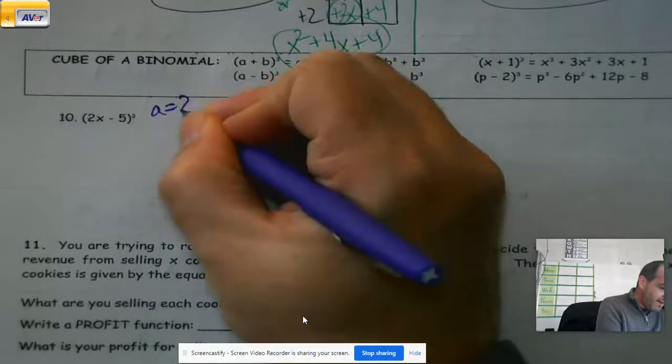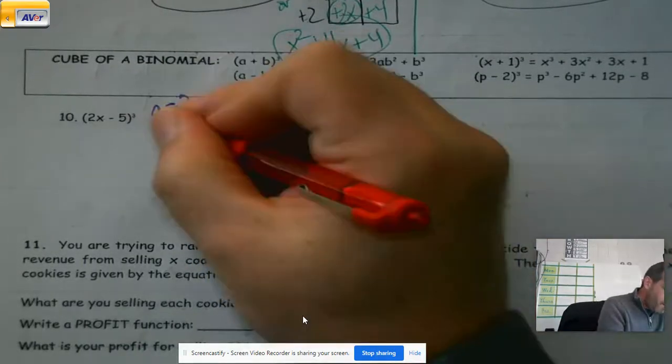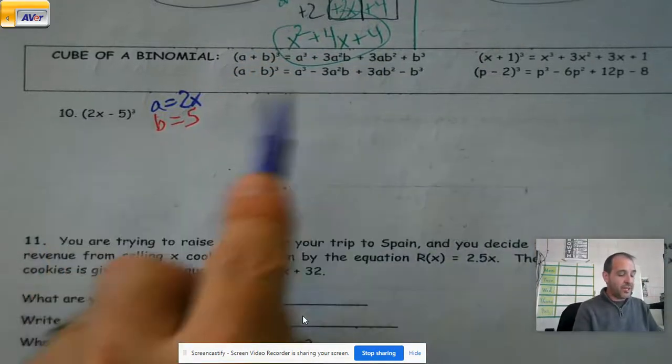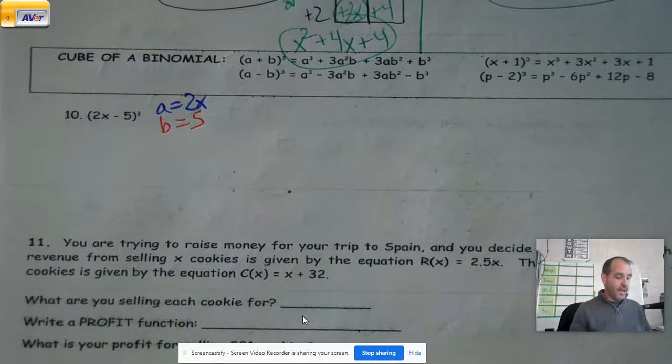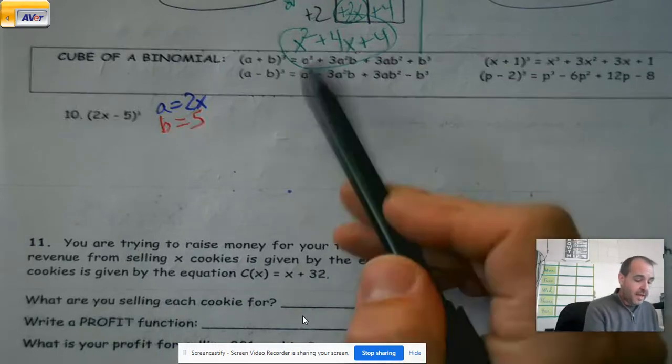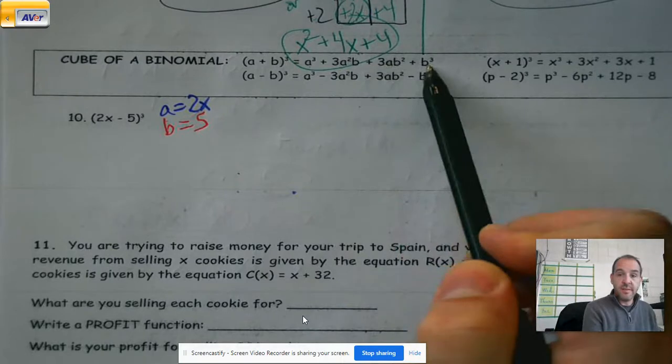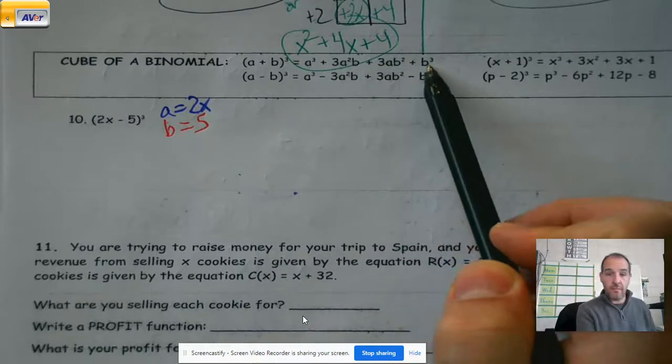A is going to be my first term. B is just the number of that second term. The plus or the minus just tells me what the pattern is going to look like. And so here's how this works. Notice on my A's, a to the third, a to the second, a to the first, and then a to the 0. It goes away.